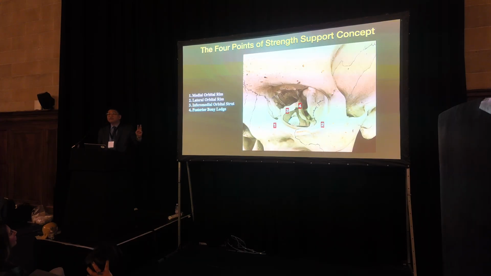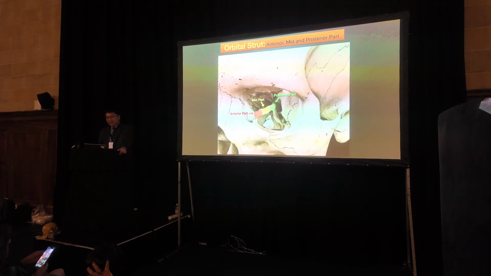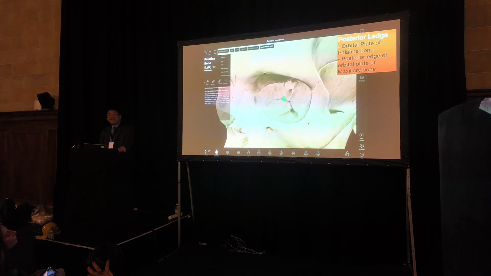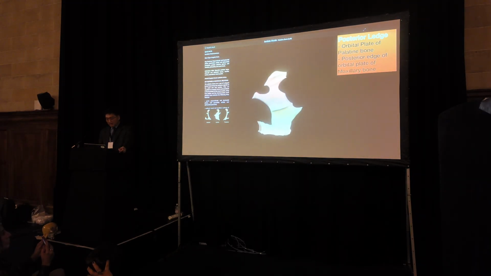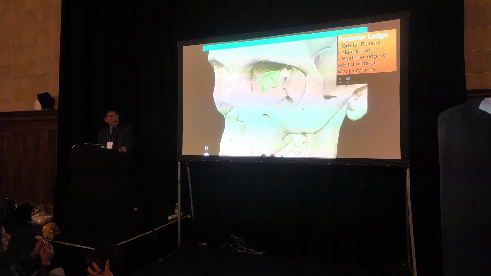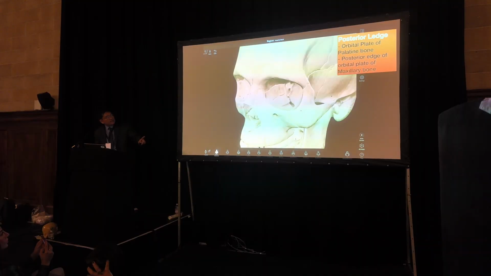We need to have at least 4 points for support in this concept: the medial orbital rim, the lateral orbital rim, the inferomedial orbital stud, and the posterior ledge. Let's start with the orbital stud. We divide the orbital stud into 3 parts: anterior part, mid part, and posterior part. And the posterior ledge is so important. Let me start with this one, sorry.